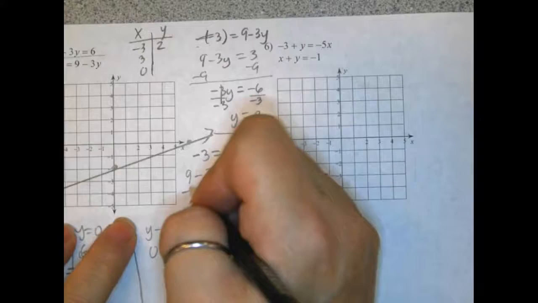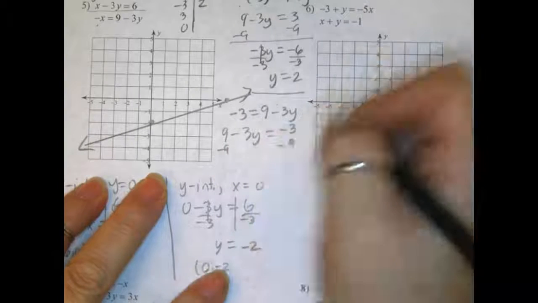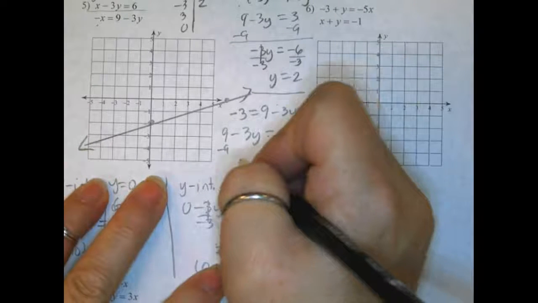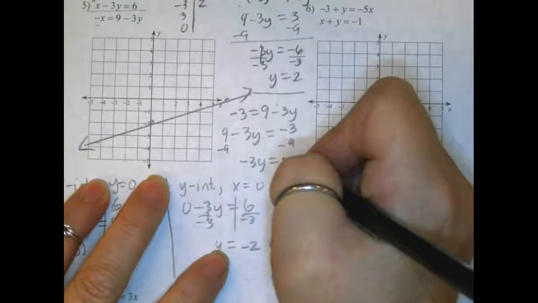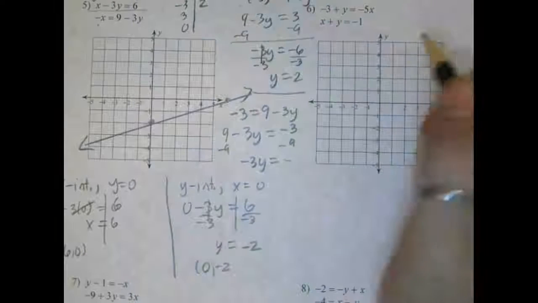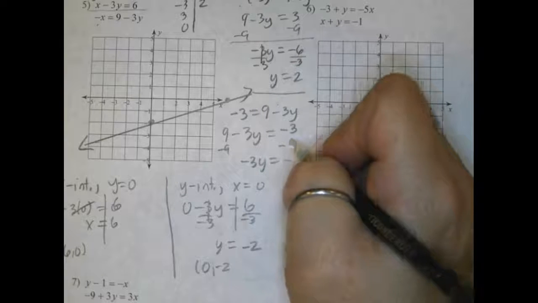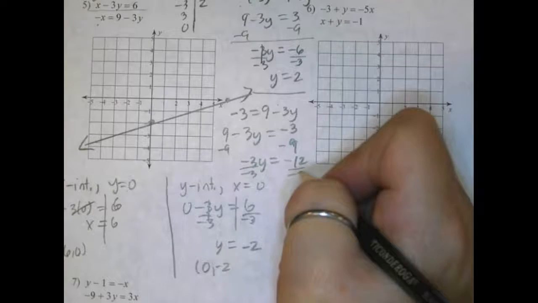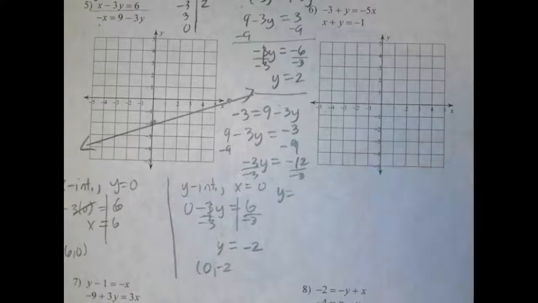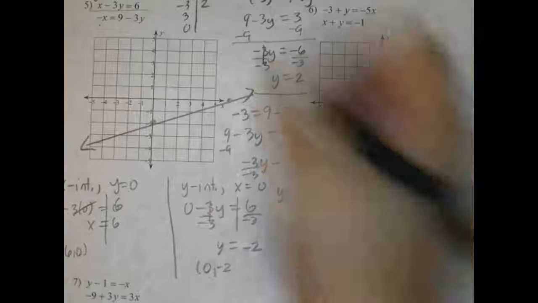I'm going to subtract 9 again. This time I have negative 3y is equal to what? A bigger negative, which is going to be what? Negative 12. Divide both sides by negative 3. What does y equal now? Positive 4.